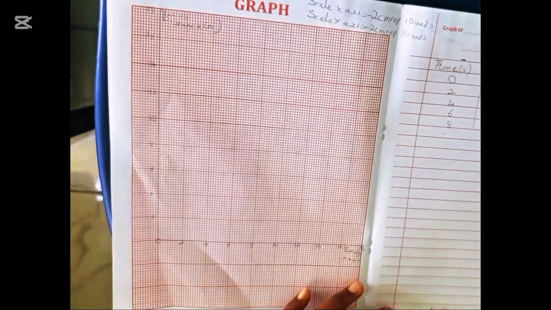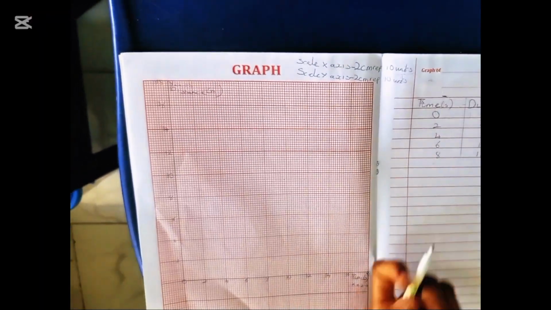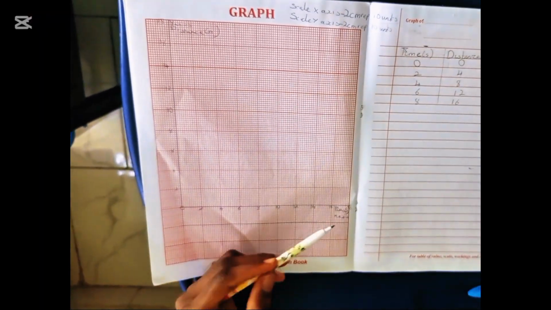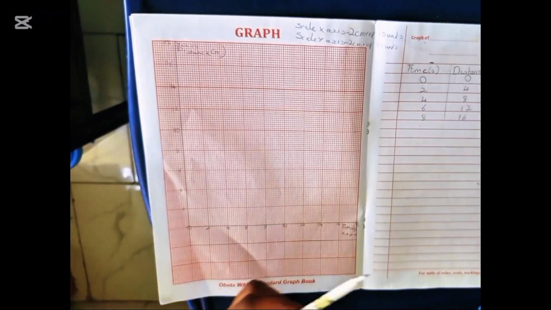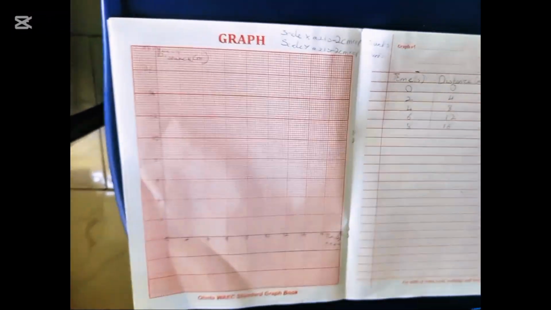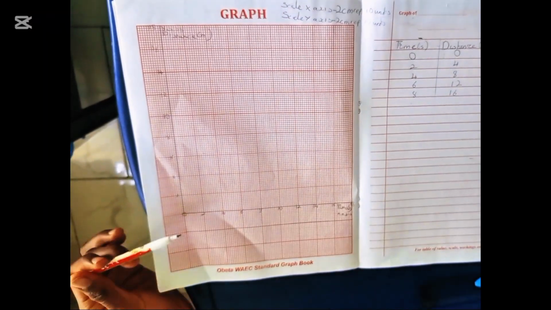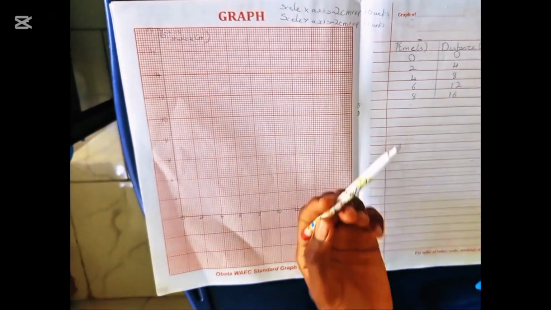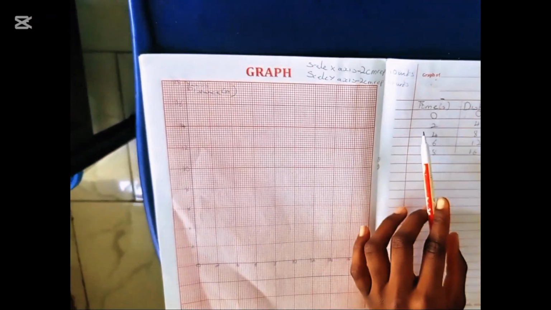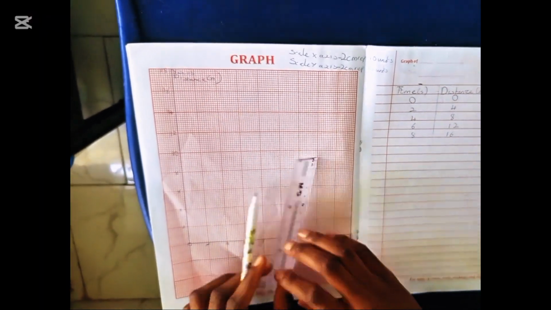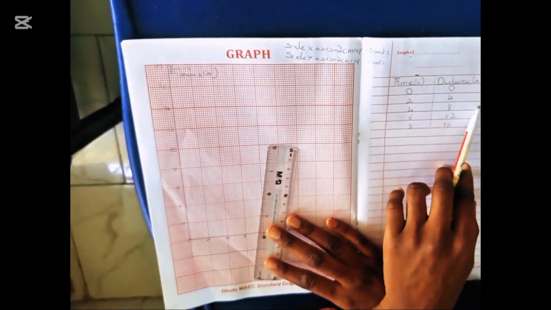So the next thing we'll do is to plot our points. As you see, they've given us time and distance, and we know that the time is represented on the x-axis while the distance is on the y-axis. So first of all, they gave us 0, 0. That's already on the origin, which is 0. Then we have 2 and 4. So 2 is on time, which is on the x-axis. So we're going to plot it against distance, which is 4.